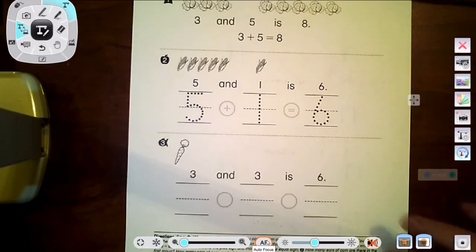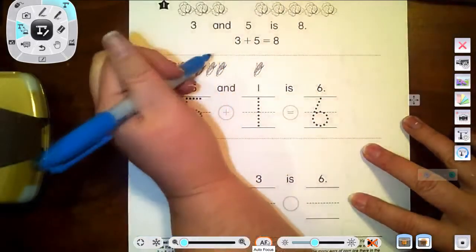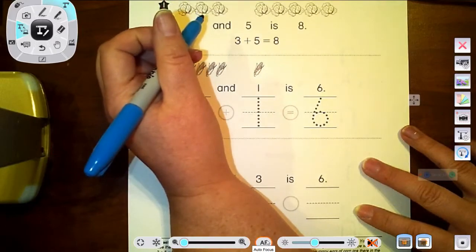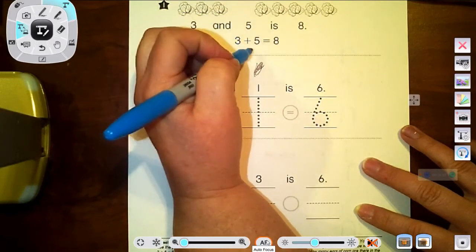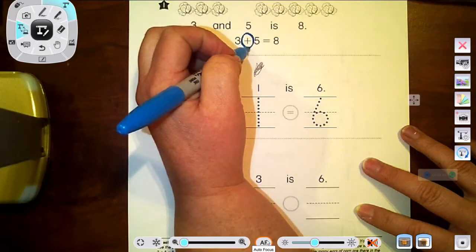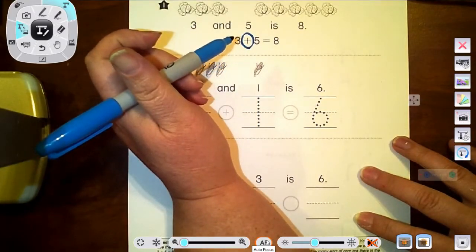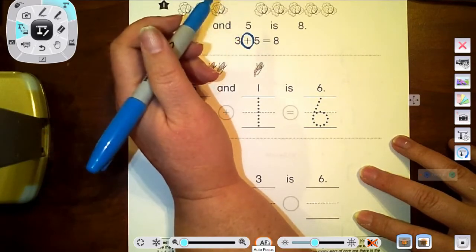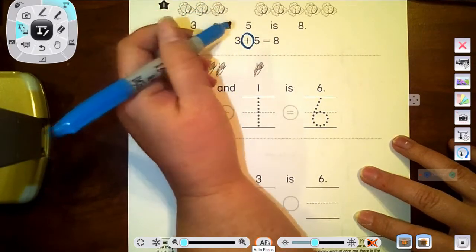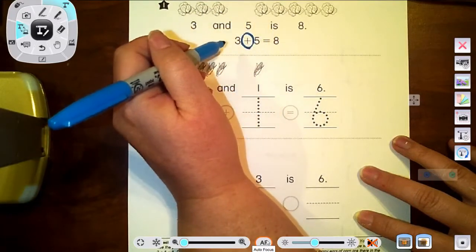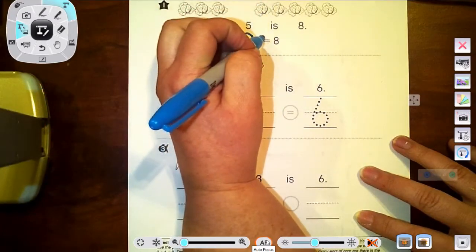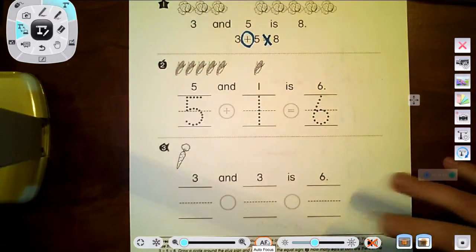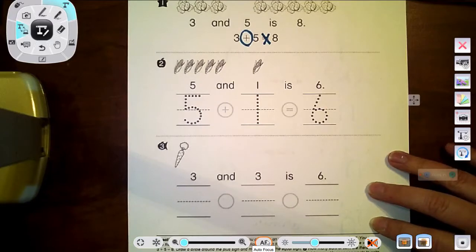Draw a circle around the plus sign up here. That would be right here. Put an X through the sign that is the equal sign. Put an X through the sign up here, that's the equal sign. That would be right here. So we're going to put an X through that, and that's just to show us where they're at.